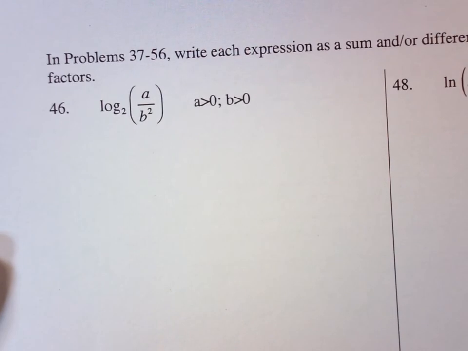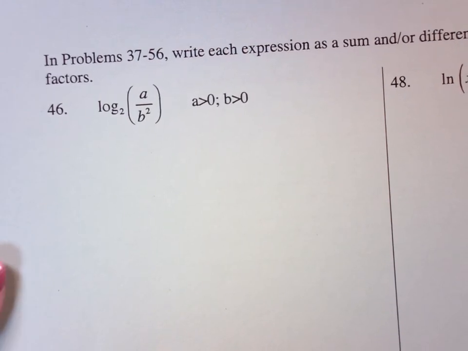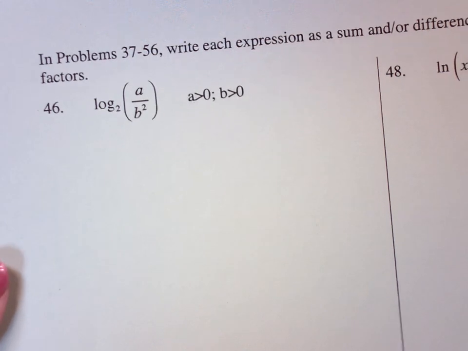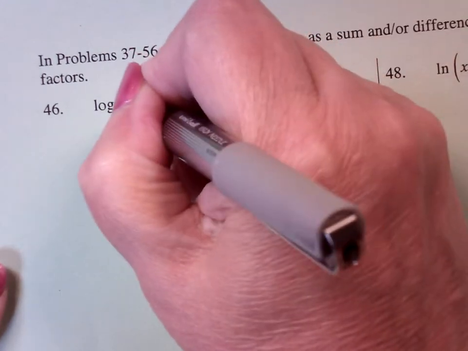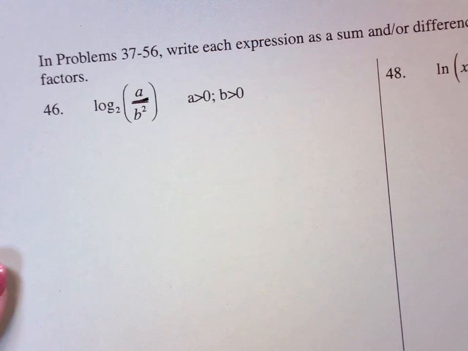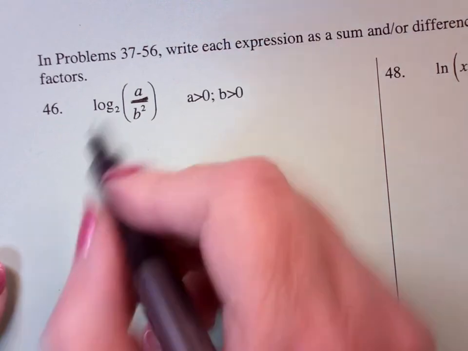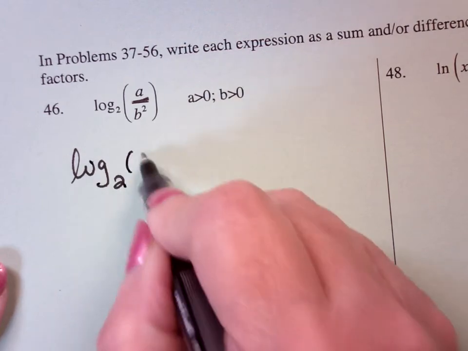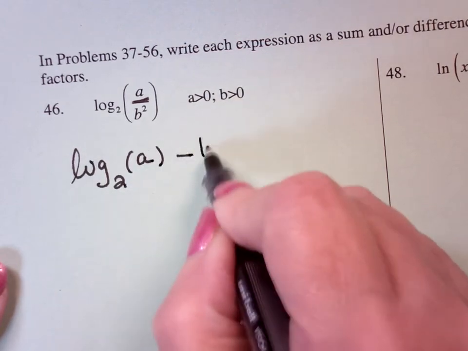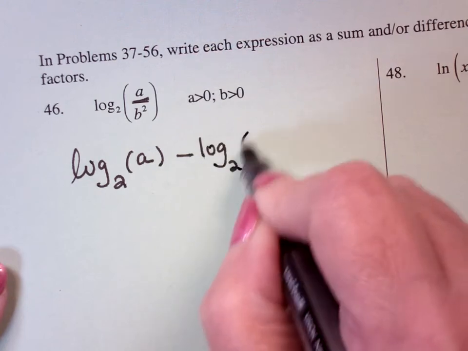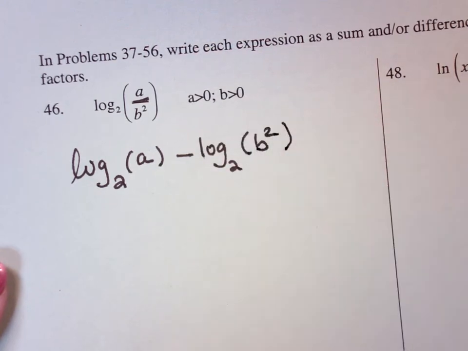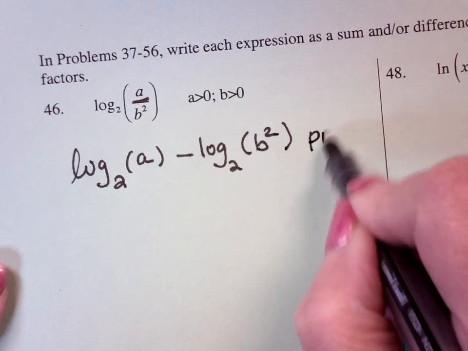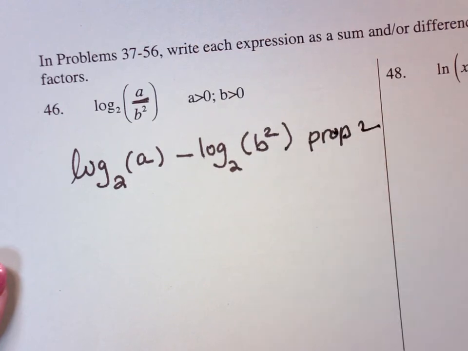Okay, right. Each expression has a sum or difference of logarithms. And that means that the highest power that you're going to see is 1. So I look to see who's in control, and whose control is that division. So the first step is to write this as log base 2 of the numerator subtract log base 2 of the denominator. And of course that's going to be the reverse of property 2.